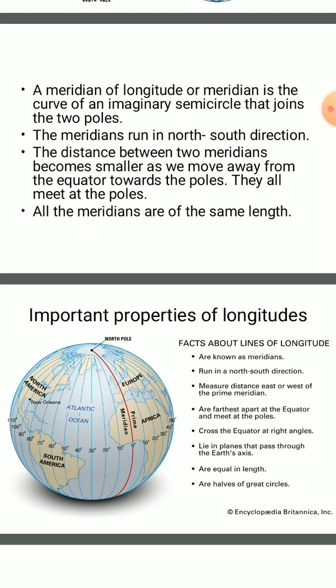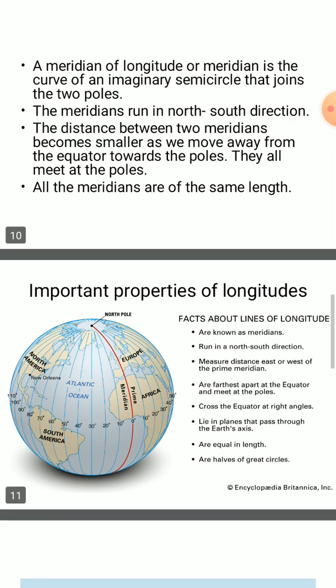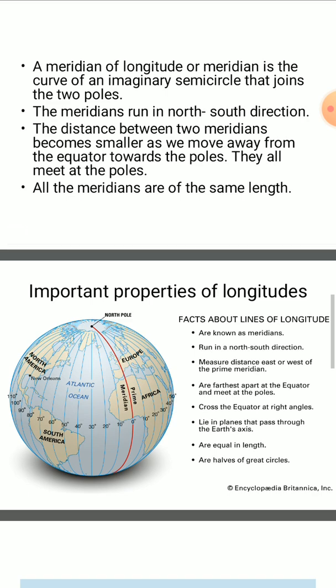The distance between two meridians becomes smaller as we move away from the equator and towards the poles. Or we can say that the maximum distance between any two meridians is at the equator. As they move away from the equator and go towards the poles, the distance between them decreases and they all meet at the poles. All the meridians are of the same length.